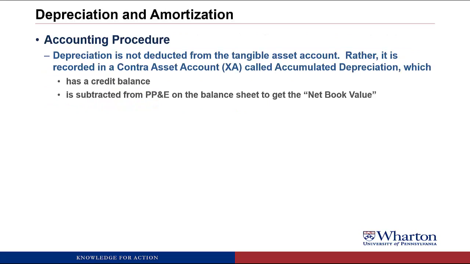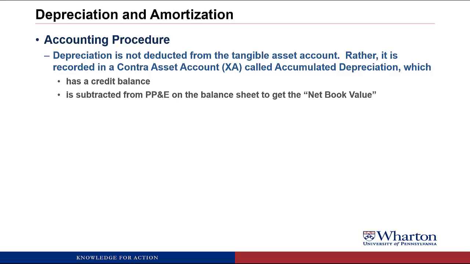Now let's talk about the accounting procedure for depreciation and amortization, starting with depreciation. Depreciation is not deducted from the tangible asset account. So in other words, if you were taking depreciation on a truck, you wouldn't deduct it from the truck account. Instead, the depreciation is going to be recorded in a contra asset account called accumulated depreciation. A contra asset is denoted by XA in parentheses, and it has a credit balance, which means that contra assets go up with credits and down with debits.